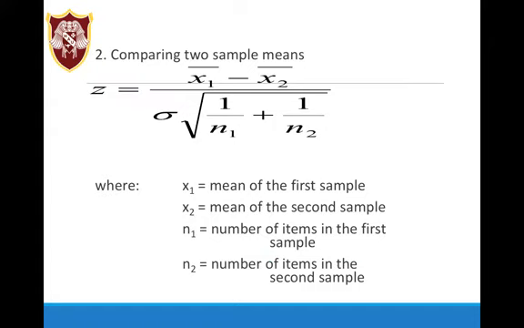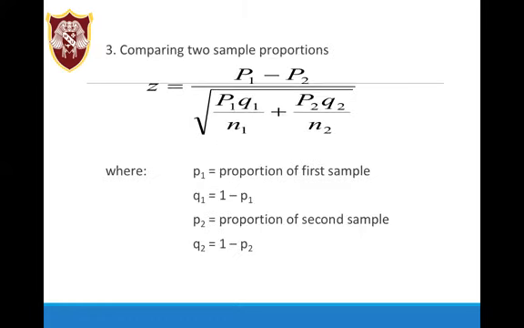Another formula for z is when comparing two sample means. So z is equal to the difference of the two sample means, x sub 1 and x sub 2, divided by the population standard deviation multiplied by the square root of 1 over n sub 1 plus 1 over n sub 2.